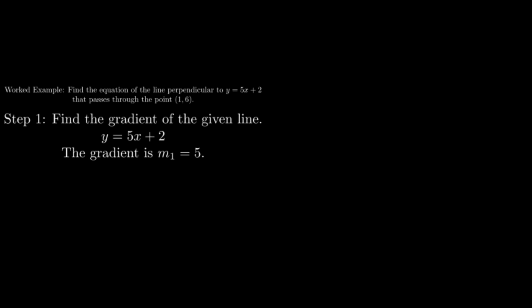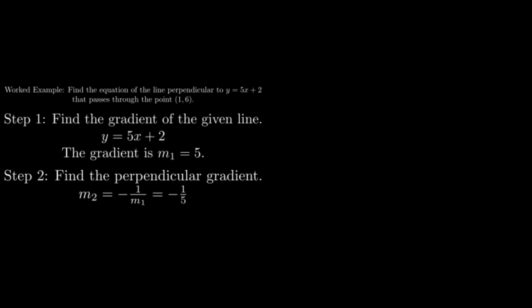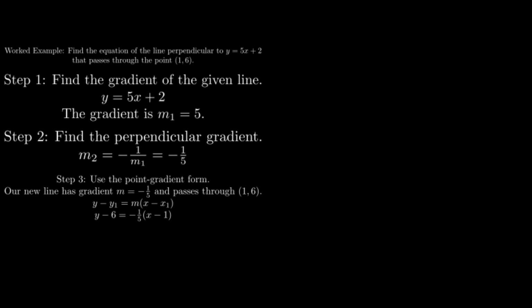Next, find the gradient of the perpendicular line. The gradient of our new line, m2, must be the negative reciprocal of 5, so m2 is -1/5. Finally, use the point gradient form with the new gradient and the given point. We have a gradient of -1/5 and a point (1, 6). Using the point gradient form, we get y minus 6 equals -1/5 times (x minus 1). This is the equation of the perpendicular line.